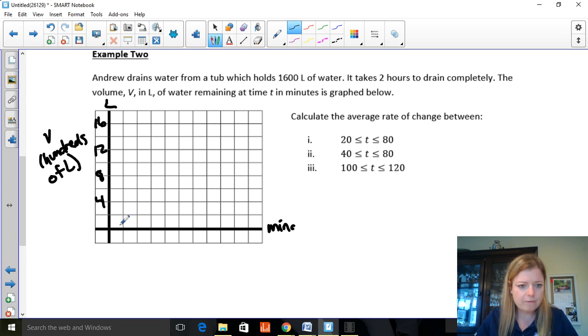So we're going to go up by 40 minutes, I believe. Trying to read my own writing. No, we're going up by 10. So this is 20, 40, 60, 80, 100, and then 120. Okay, so the points that were given are 0, 1600, or 0, 16, because it starts with 1600 liters of water.